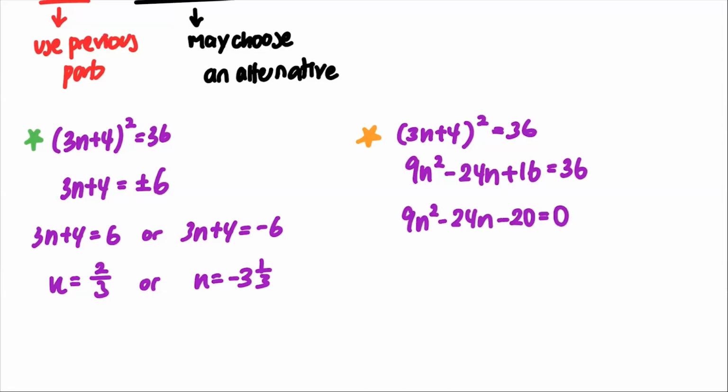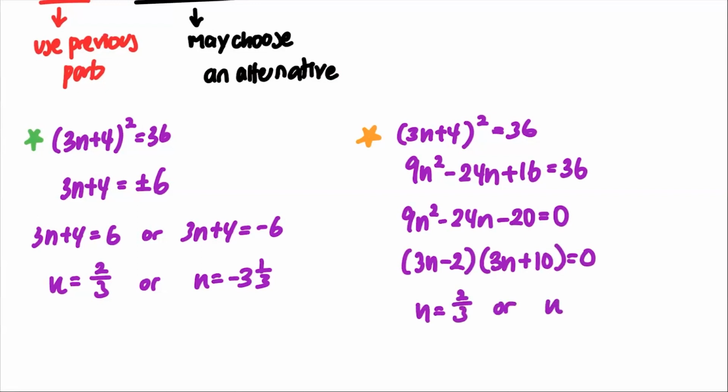And now we've got a quadratic equation here, which you can break down. (3n minus 2)(3n plus 10) equals 0, n equals 2 over 3, or n equals negative 3 1/3. So two different ways of doing it. One way is the hence method. One way is the otherwise method. Understand? That's the difference.